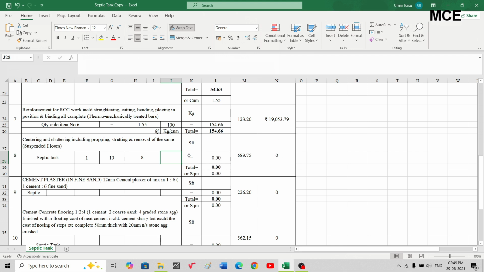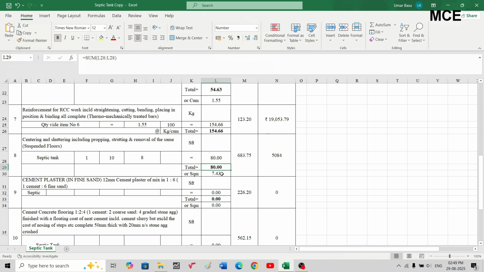Okay, centering and shuttering. So it will be 1 into 10 into 8. So multiply, 1 is the number. Sometimes you have more than one number, that's why I'm taking 1 as a number. So 1 into 10 into 8, which is 80 square feet.